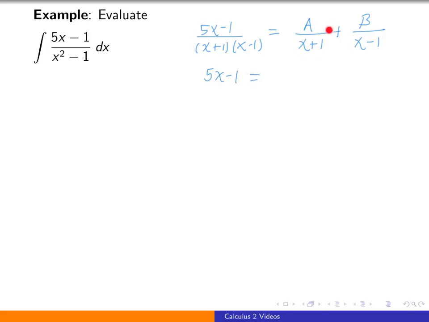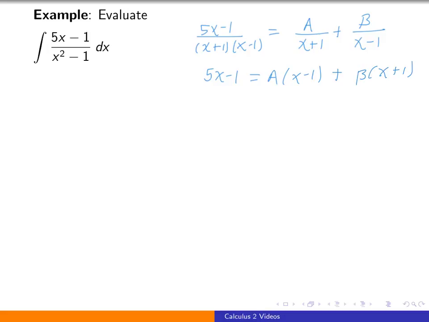In this first term, when you multiply by x plus 1 times x minus 1, the x plus 1's cancel, and you're left with A times x minus 1. And in the second term, when you multiply by that denominator, x plus 1 times x minus 1, the x minus 1's cancel, and you have B times x plus 1. And the idea here is you want to find the values of A and B that are going to work for any choice of x.